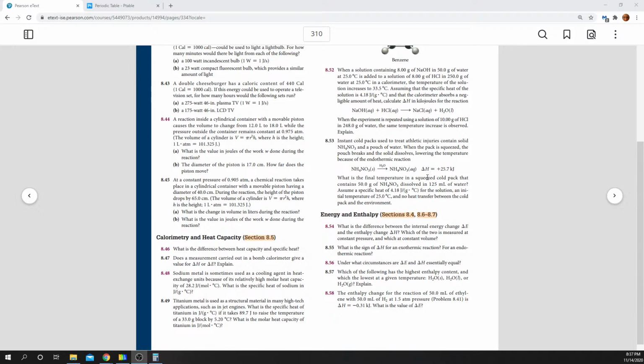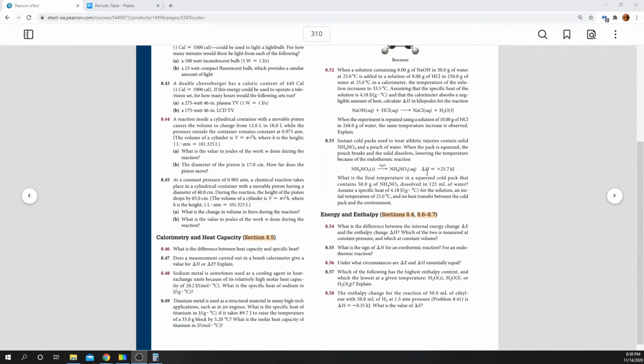What is the difference between the internal energy change, delta E, and the enthalpy change, delta H? Technically, the difference is work, P delta V, because delta H is equal to delta E plus P delta V. Which of the two is measured at constant pressure and which at constant volume? Delta H is measured at constant pressure, delta E at constant volume.